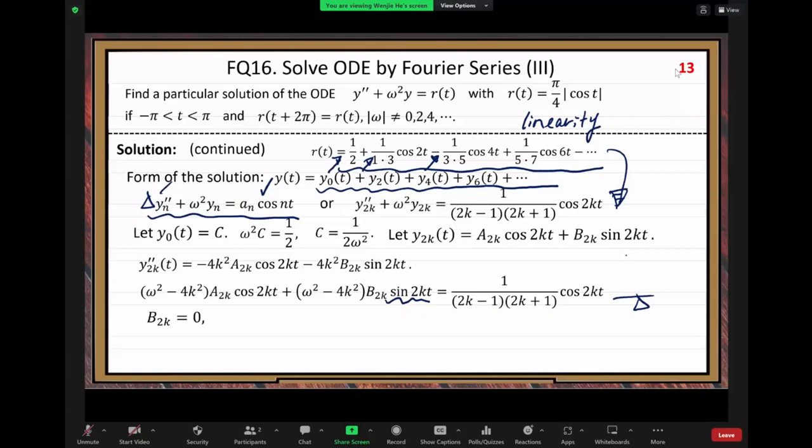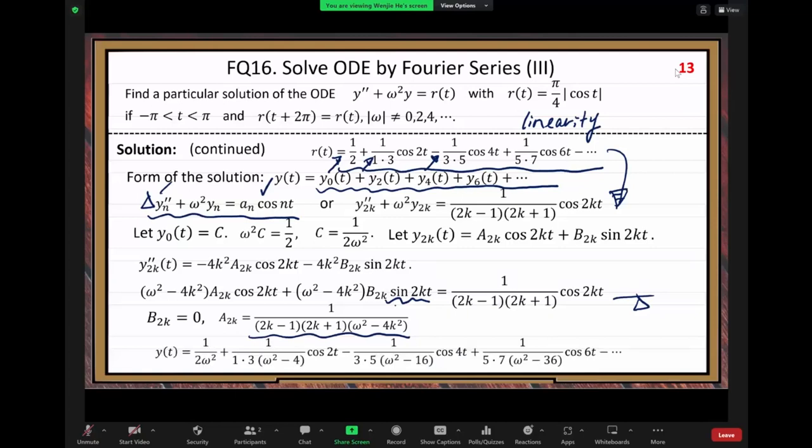The a coefficients are non-zero, and you can easily find the expression like this. Now you can get back to our final solution expression. So this is our final solution expression.